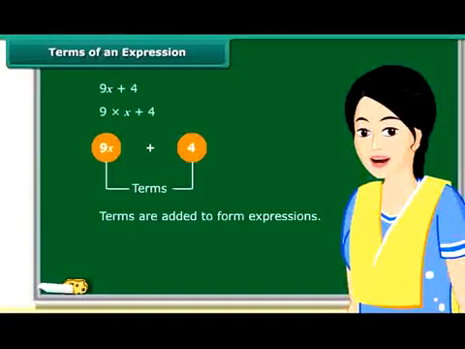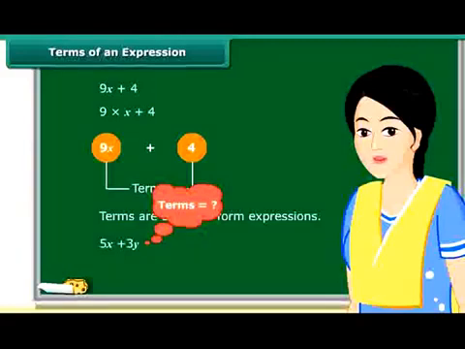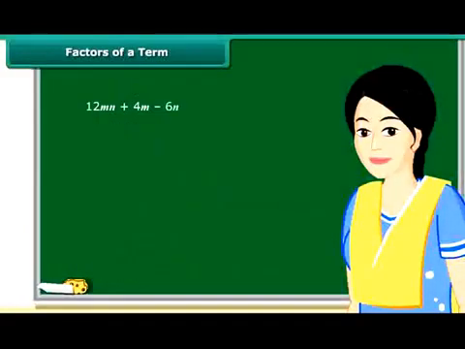How many terms are there in 5x plus 3y? That's right, it has 2 terms. A term is a product of its factors. But what are these factors? Look at this term. We say that 3, x and y are the factors of the term 3xy.